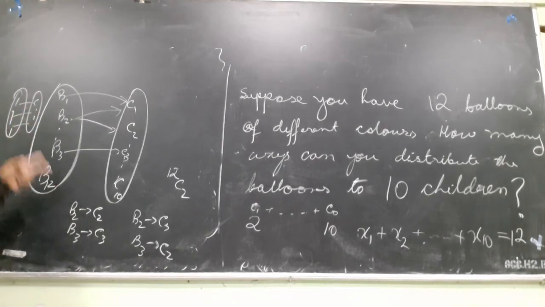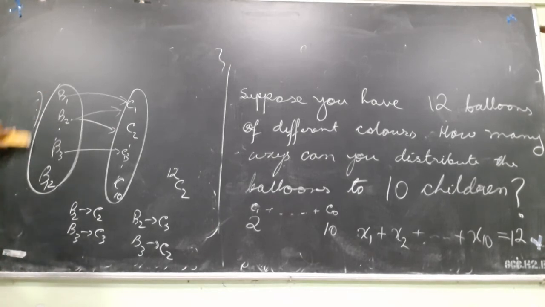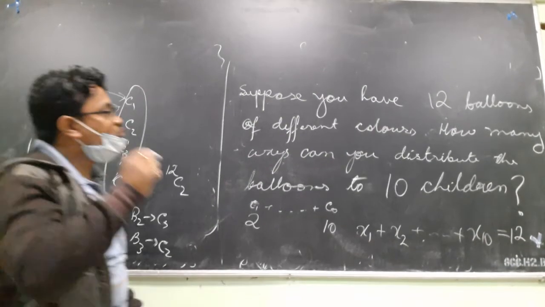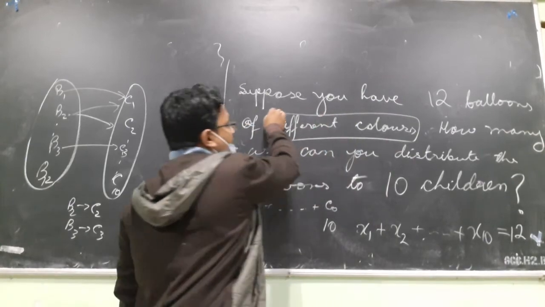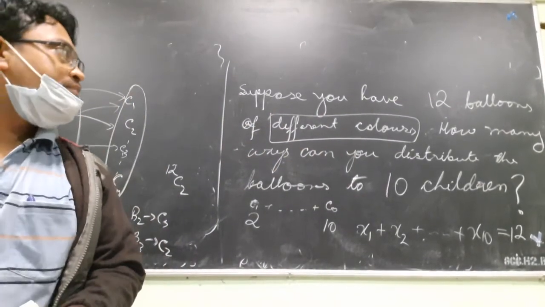Okay? Because we are counting identical balloons distribution several times. Okay? That is not correct. So here, this thing is most important. In this type of question, whether it is a different color or the same color, that is important. Okay? Right?